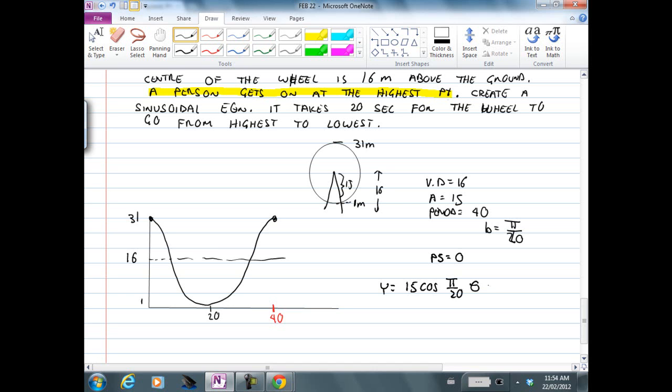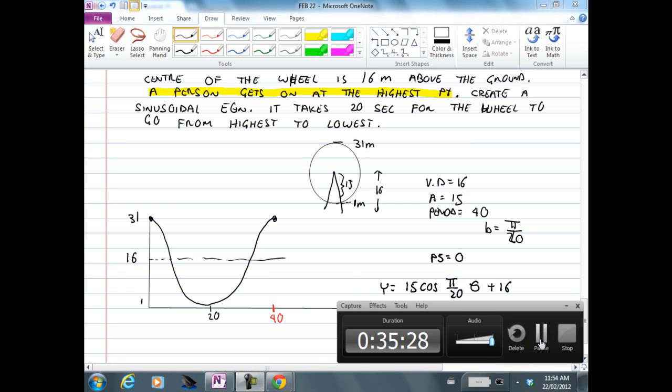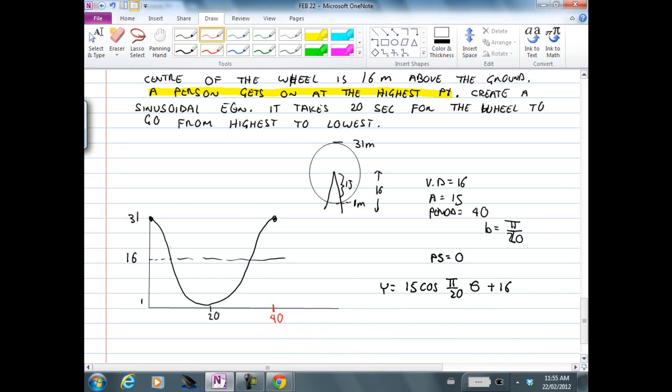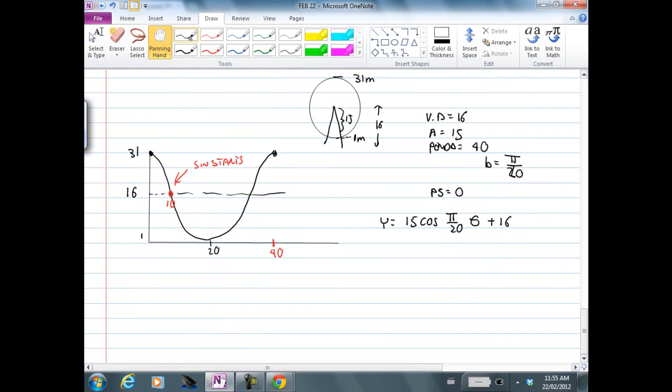Create your sine one right now. I pause it. If you start here, we're going to write down sine starts here. Sine starts, which is 10, because I used the midpoint formula, which is 10. So put everything together right now, and you get y equals negative 15 sine pi by 20 theta minus 10 plus 16. Because this point right here is between 0 and 20, agree?